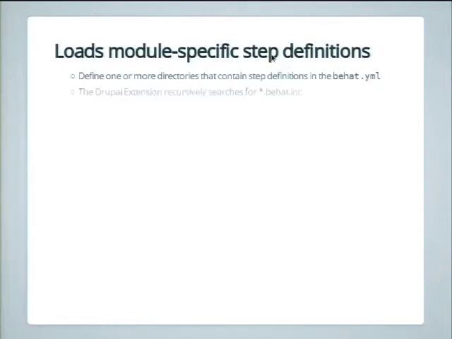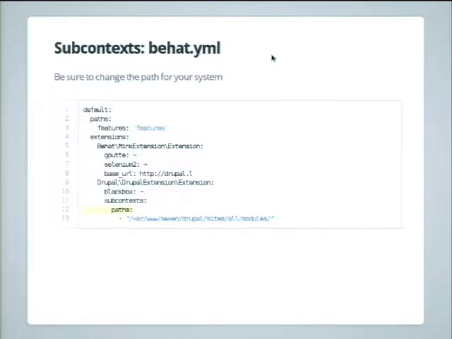So you define it in the behat.yaml. The Drupal extension searches recursively for anything called something.behat.inc. This is not yet widely adopted, so you're not going to receive a lot of those. And you define it in the YAML file where you want it to do the searching. And that lets you inherit from the step definitions.